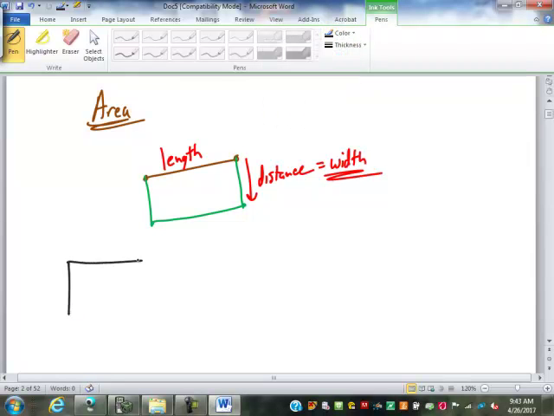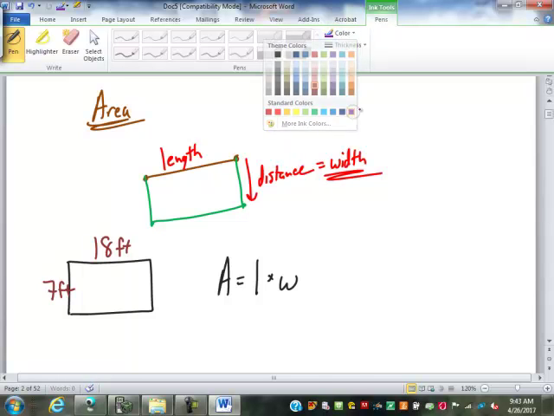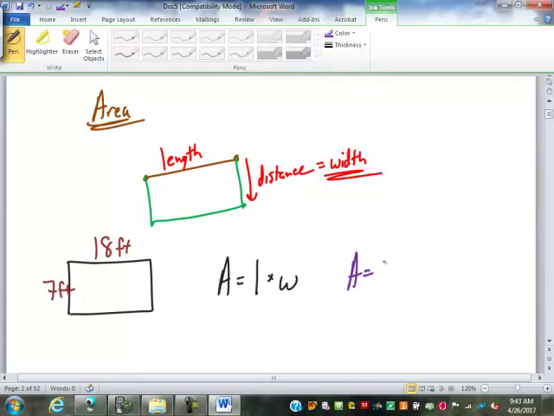So for a rectangle, area is length times width. So if this is 18 feet here and 7 feet here, that area is going to be 18 feet times 7 feet. Is that 126 feet? 126. Of course, feet times feet is feet squared.